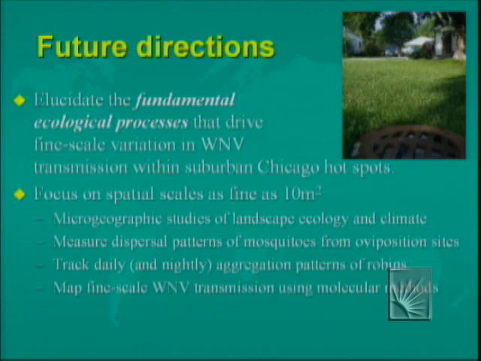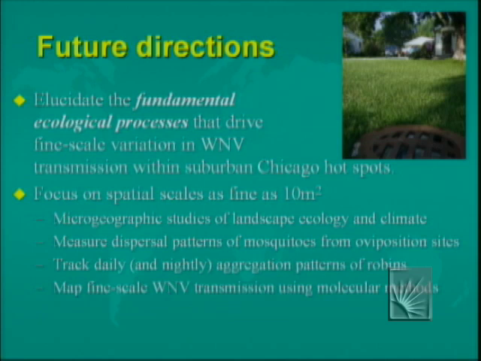So what we want to do next, I already hinted at that. We think now that we really have a good understanding of the pattern on many different levels. And we are now ready to actually look at the fundamental ecological processes that drive this very fine-scale heterogeneity in the distribution of West Nile virus. And we're going to focus on a very fine scale. We're going to do microgeographic studies.